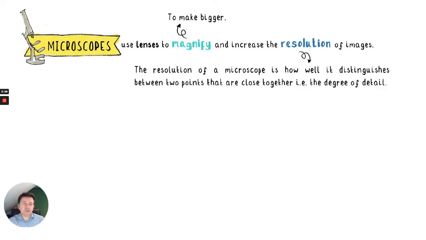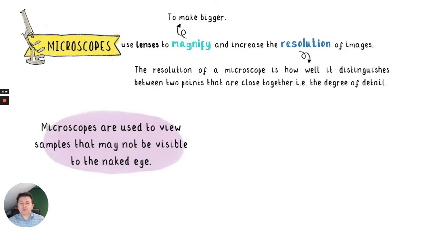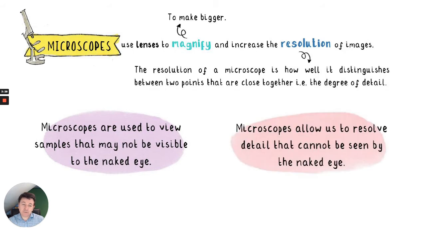The best thing I can describe is if you look on your mobile phone camera, you'll notice that if you try to look at things at great distances, it might lose its resolution. It depends how good your camera is. So cameras are good at magnifying, but better cameras are really good at giving good resolution. So microscopes are used to view samples that may not be visible to the naked eye, and they allow us to resolve detail that cannot be seen by the naked eye.